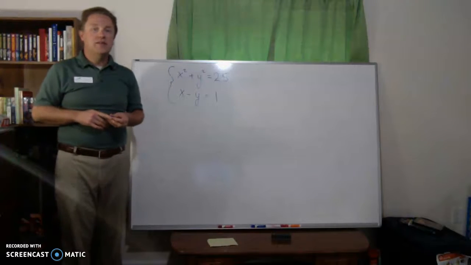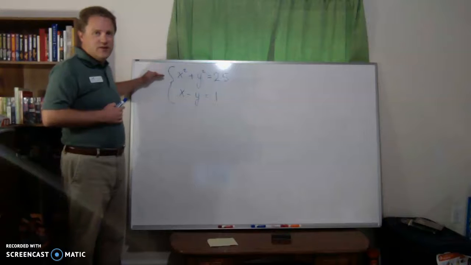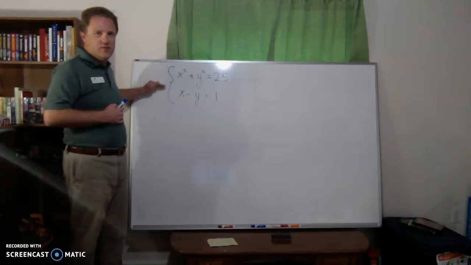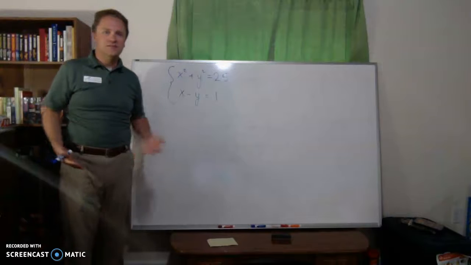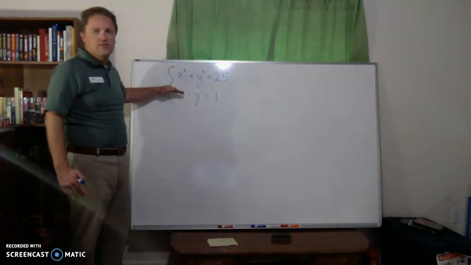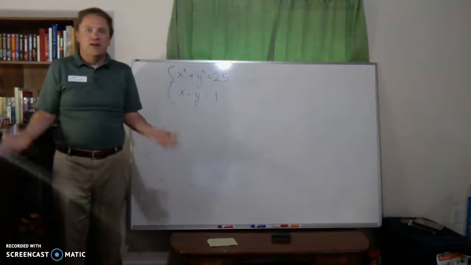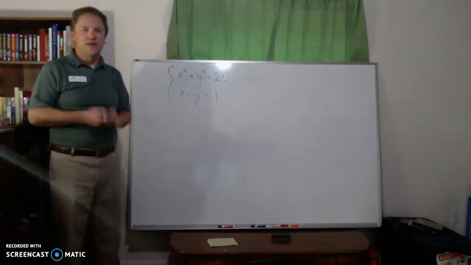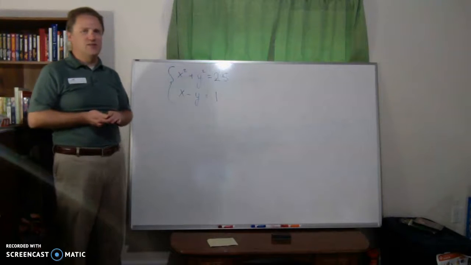Here I can't eliminate any variables because if I try to subtract the equations, x squared minus x is still just x squared minus x. We don't lose the x. If I add them, y squared minus y, or plus a negative y, is still just y squared minus y. I don't lose the variable, so I can't finish this one by elimination. I'm going to have to use substitution.